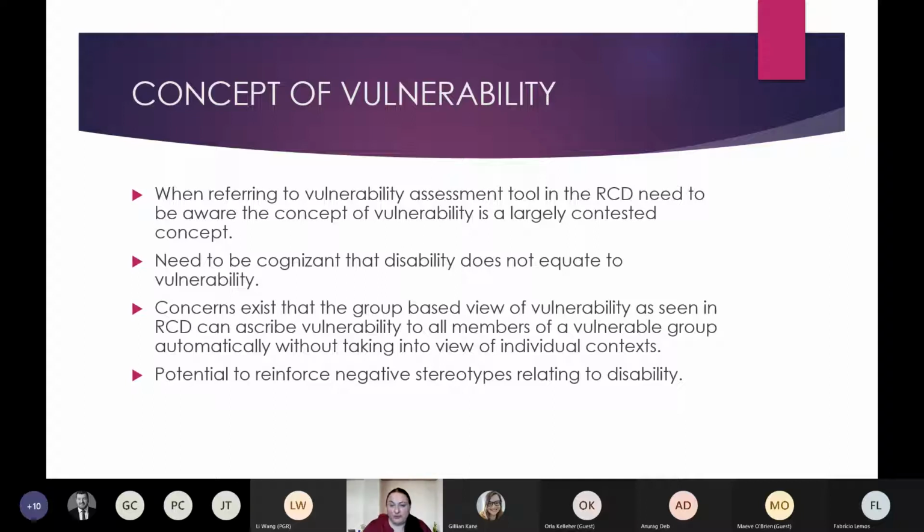Because of the group-based view of vulnerability that is going to be described in the RCD, there is a worry that it can ascribe vulnerability to all members of a vulnerable group automatically without taking into view the individual context of that person. And so that is something to be very cautious about. And it also obviously has the potential to reinforce negative stereotypes and additional stigma related to disability.